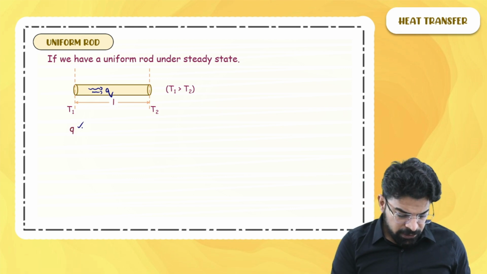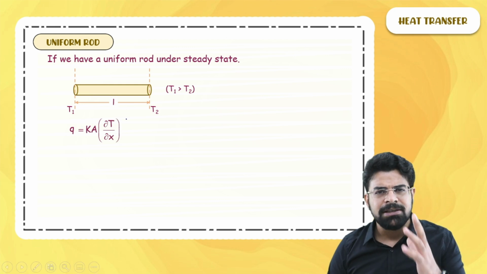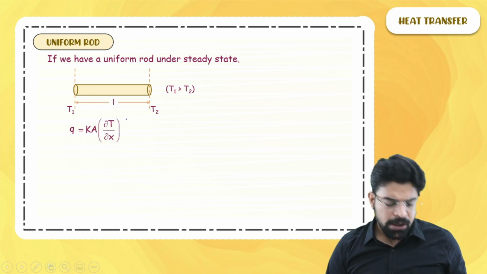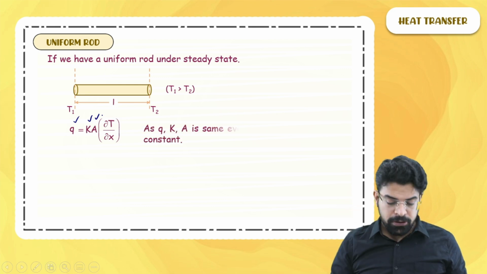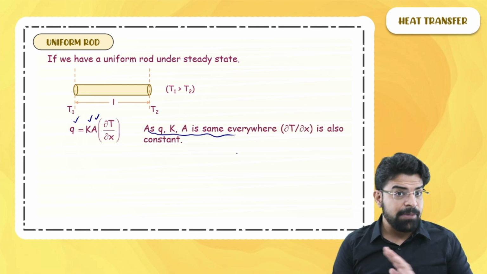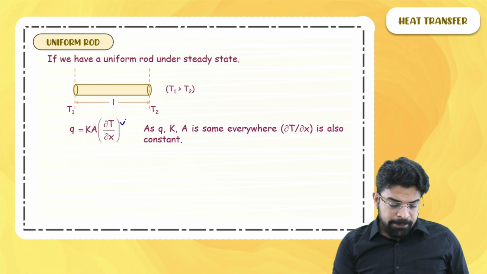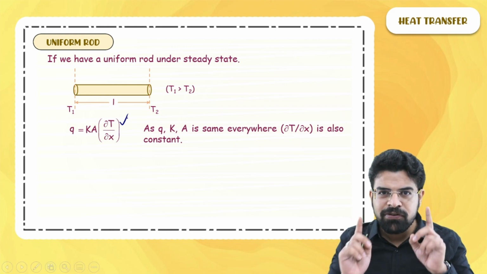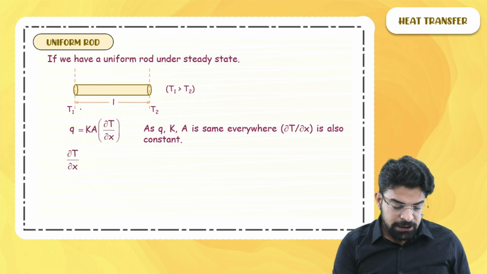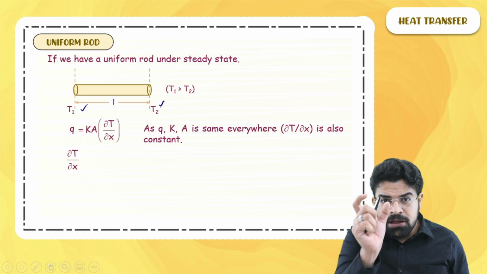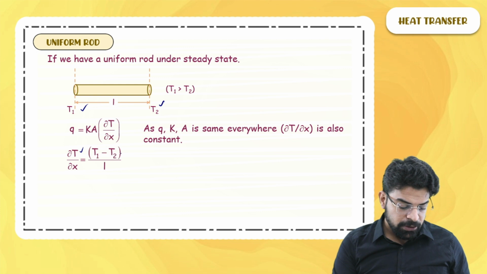So we know that Q equals K A del T by del X from Fourier's law. Why haven't I placed the minus sign? We are just looking at the magnitude right now. We know that Q, K and A are going to be the same for the entire rod. So as Q, K and A are the same everywhere, del T by del X is also constant. Since the temperature gradient, the rate of change of temperature with respect to length, is constant, you can simply write the temperature gradient as equal to the change in temperature, T1 minus T2, upon the length in which this temperature change takes place, which is L. So you will get the temperature gradient to be (T1 minus T2) by L.